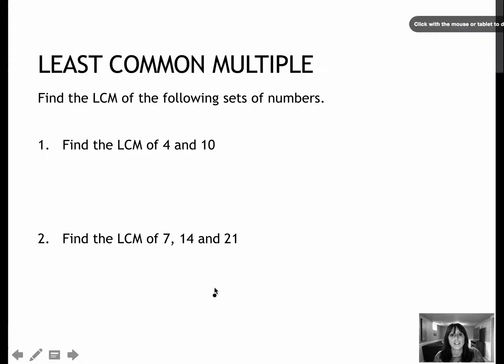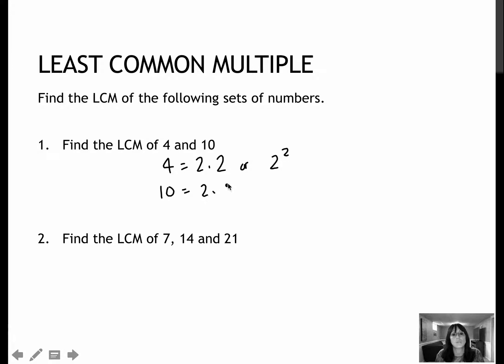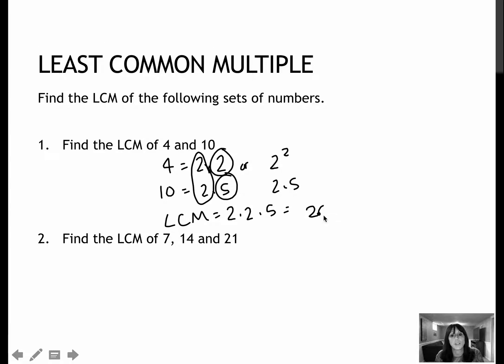Let's do both of these together. So 4 and 10, again, if I'm using my prime factorization, 4 is 2 times 2, or 2 squared, and 10 is 2 times 5. There's no or on that one. If I'm using just the matching here, I would match up a pair of 2's with an extra 2 and an extra 5 left over. So my LCM is 2 from the pair, 2 from the single, and 5, and that gives me 20.